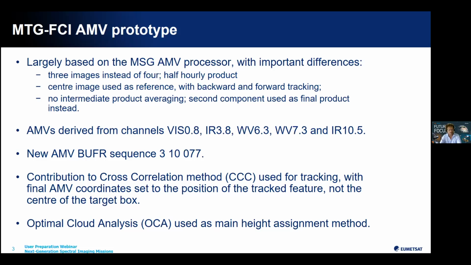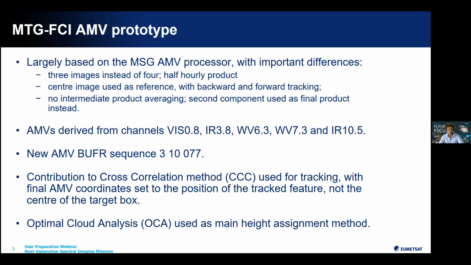The data will be provided to users using the new AMV BUFR sequence that has been endorsed by WMO 2 years ago. And using this new AMV BUFR sequence, we have the possibility to include in the output file more information that can be useful for users for assimilation.